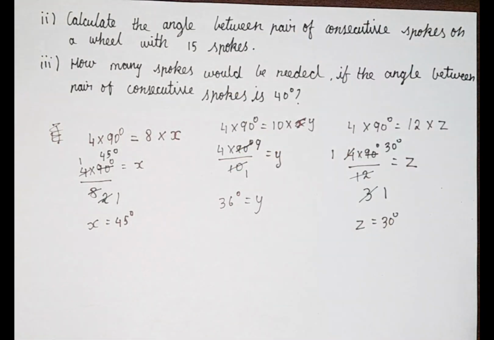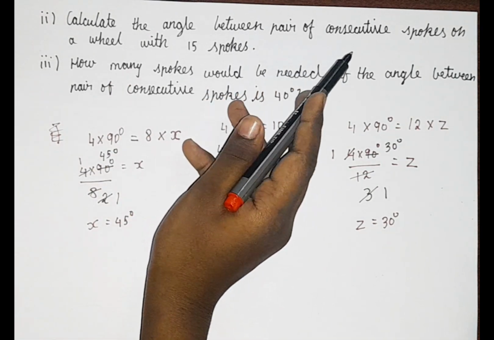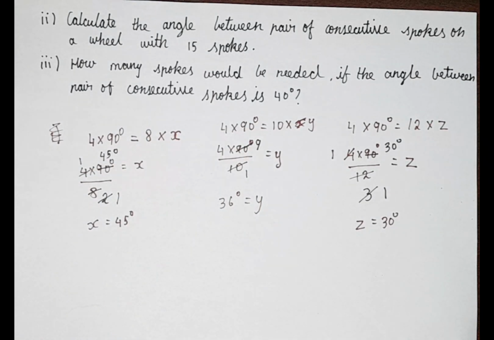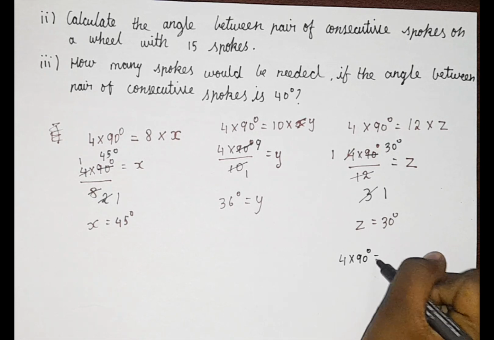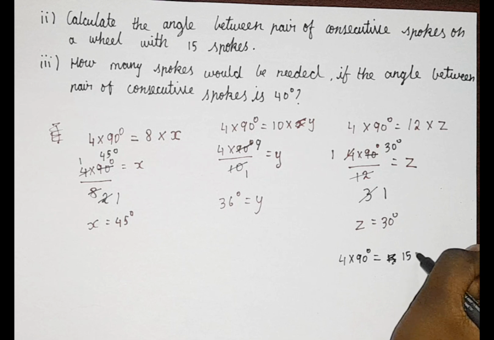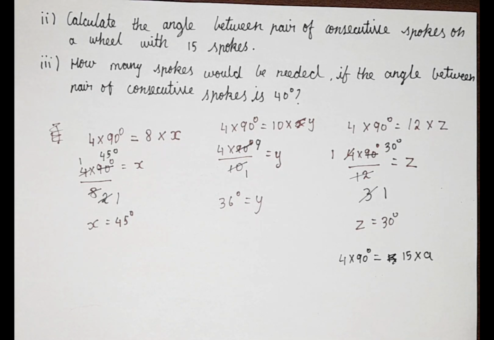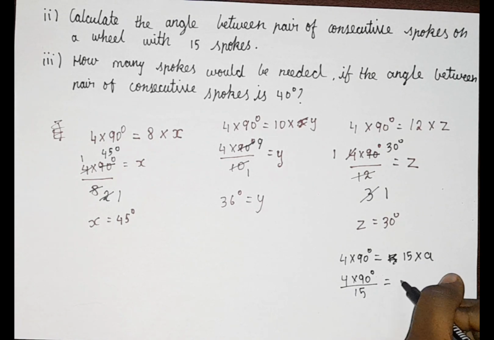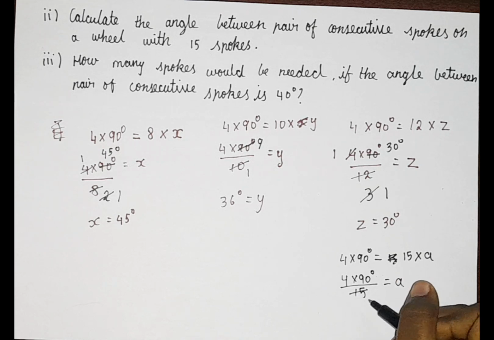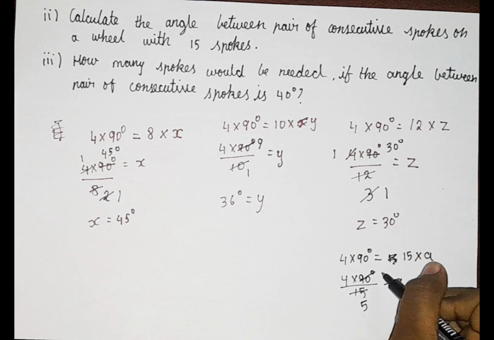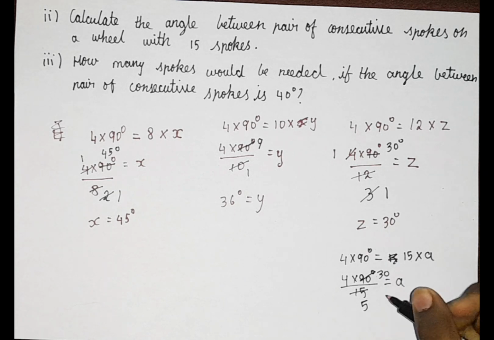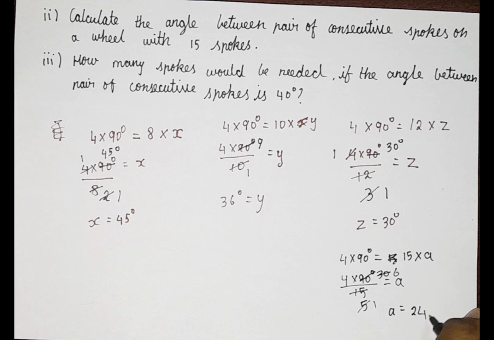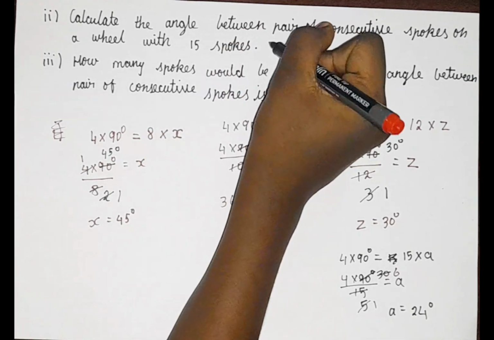Next we have the second subdivision: calculate the angle between a pair of consecutive spokes on a wheel with 15 spokes. Here they have given that we have 15 spokes. Let me write 4 into 90 degrees is equal to 15 into A. We have to find the angle. So 4 into 90 degrees by 15 is equal to A. We cancel using the 3 table. 3 5s are 15 and 3 3s are 9, 0 here. Again we can cancel using the 5 table. 5 1s are 5, 6 5s are 30. So A is equal to 24 degrees.